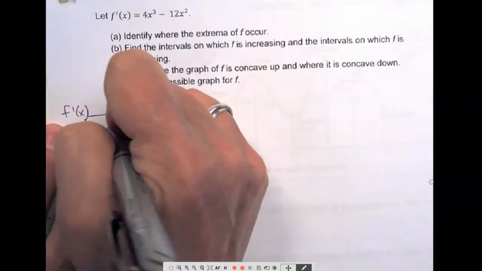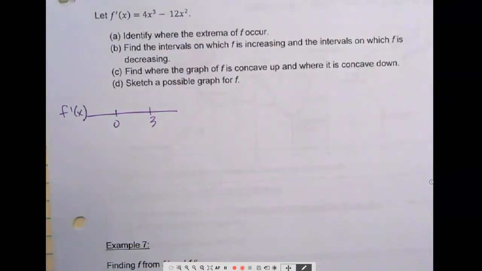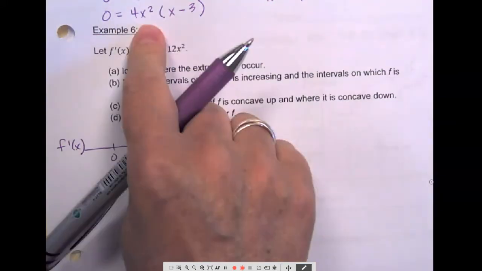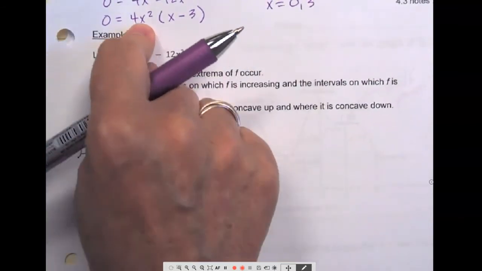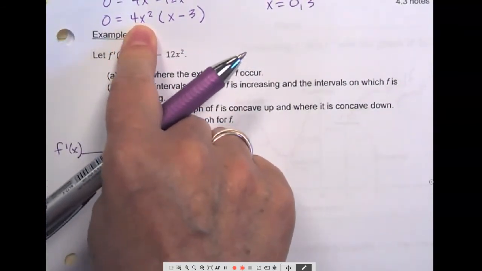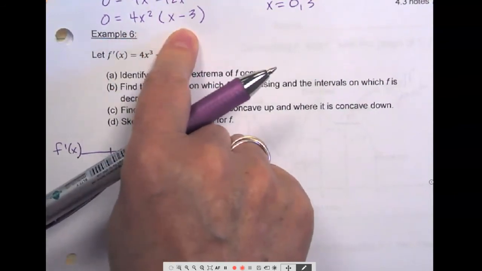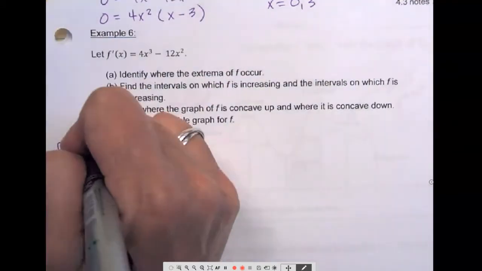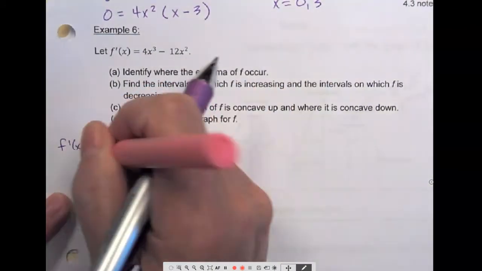0 and 3. Okay, so let's choose -1. If I choose -1, I'm going to think about these factors. If I sub -1 into there, that's still going to be a positive. And -1 minus 3 is a negative. And a positive times a negative is a negative, which tells me the graph is decreasing.